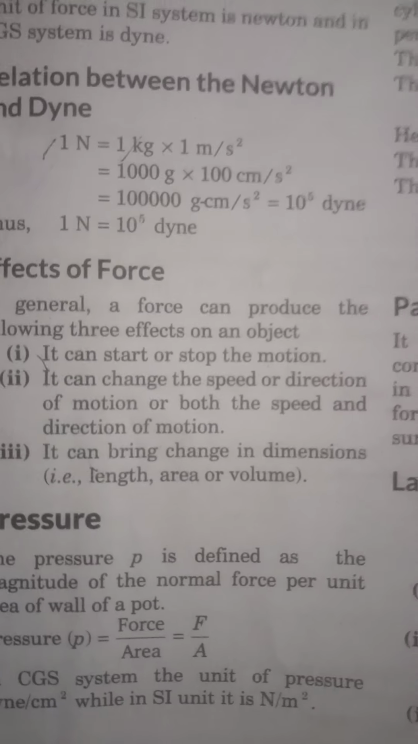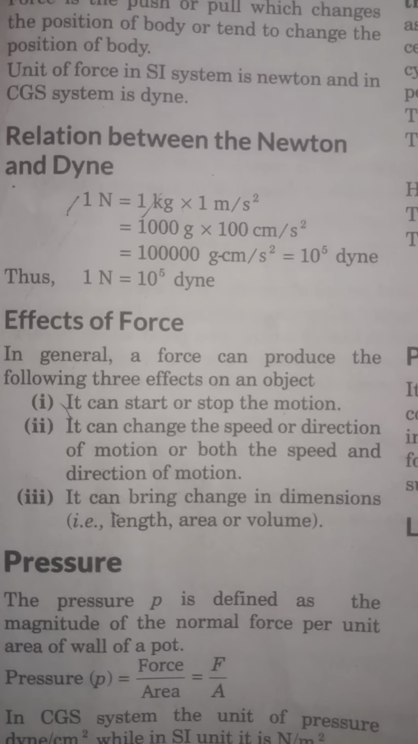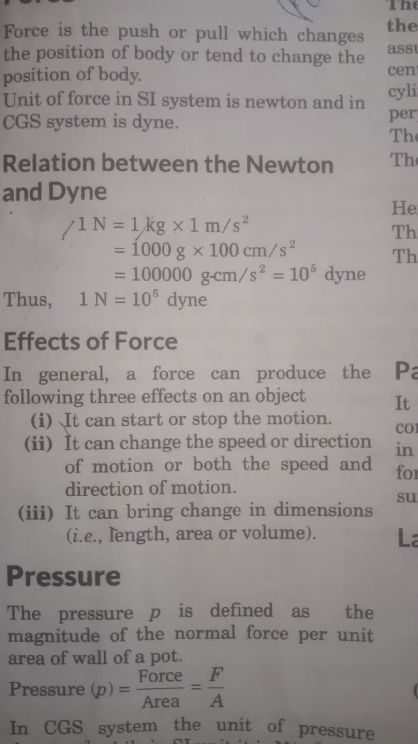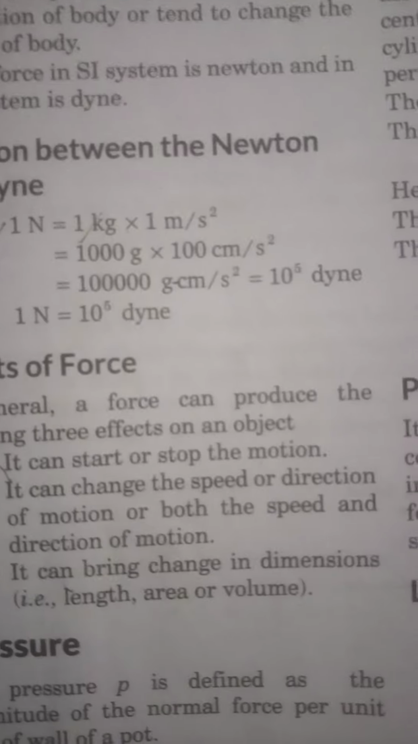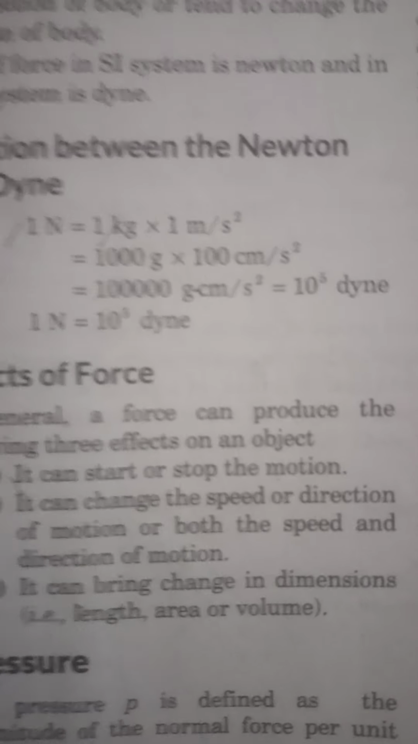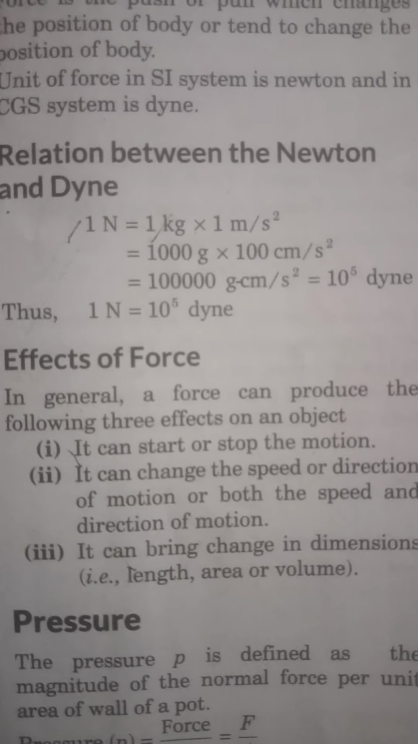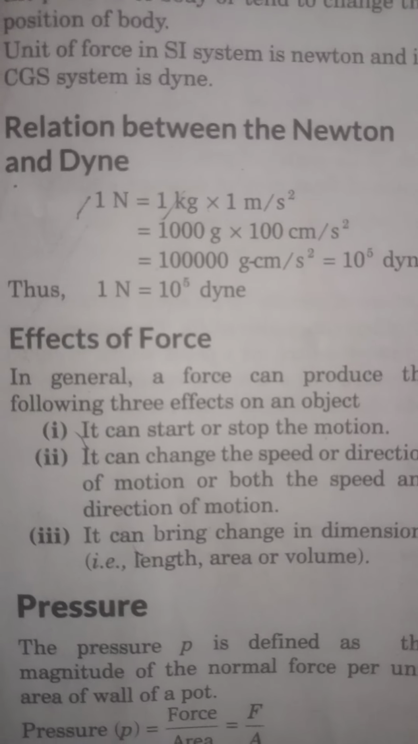Then what you will get? 1 lakh gram into centimeter per second square. That is 10 to the power of 5 Dyne. So 1 Newton is equal to 10 to the power of 5 Dyne.